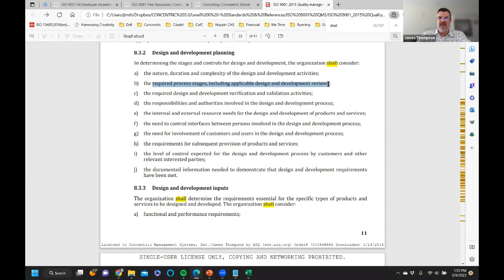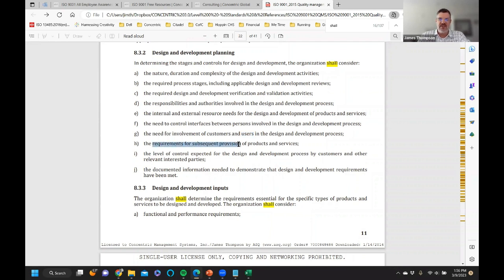The required process stages, including applicable design and development review, required design and development verification and validation, responsibilities and authority, internal and external resources that are needed, the need to control interfaces between people that are involved in the process, the need for involving the customer and users. The customer might not be the actual end user, so you might want to do some user testing, all that.